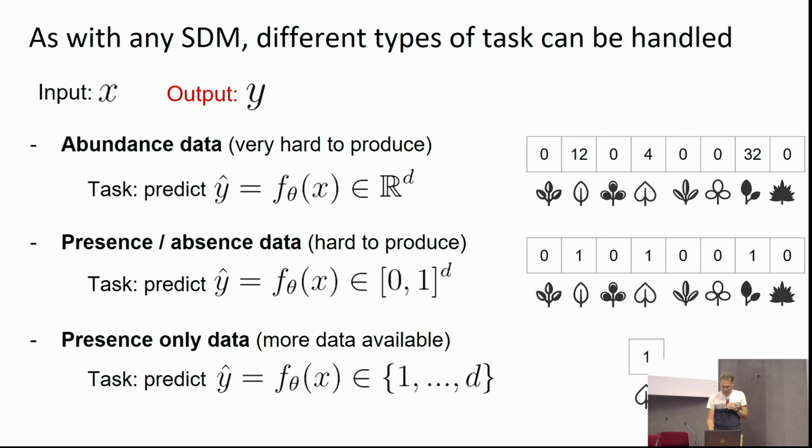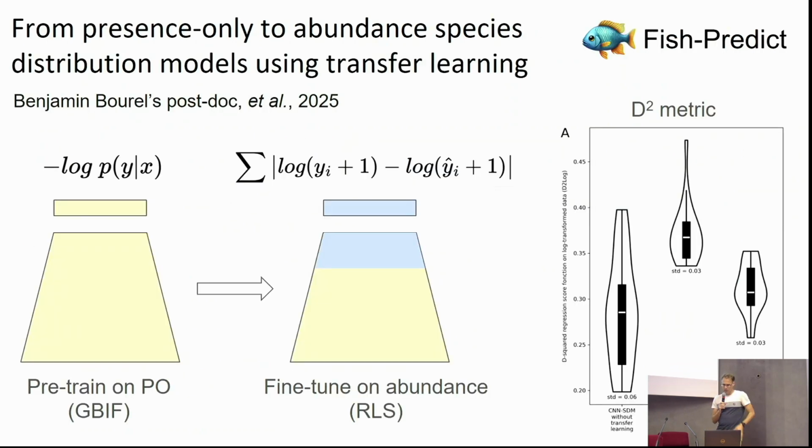So what can we do with deep learning regarding Y? One first thing we have been exploring is transfer learning. So you train a model on presence-only data because you have a lot, and then you can fine-tune it on other tasks, like abundance data. So this is what we did on fish species in the context of the Fish Predict project managed by David. And then we compared to a random forest here.